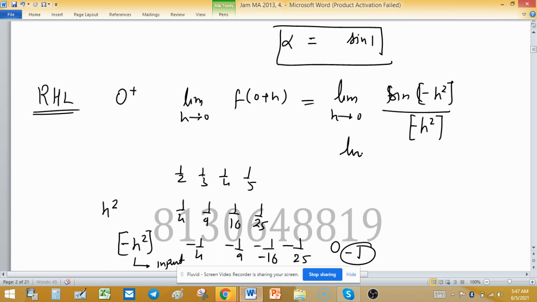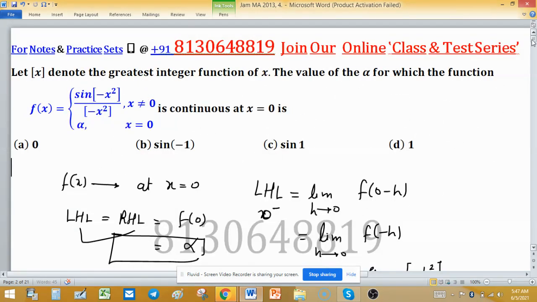So the limit as h tends to 0 is sine of minus 1 upon minus 1, which is again the same, negative of sine of minus 1. So both limits, either RHL or LHL, are the same, and because of continuity we can easily tell the value of alpha is equal to sine 1.